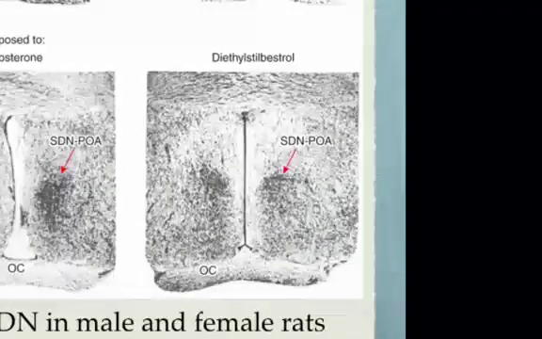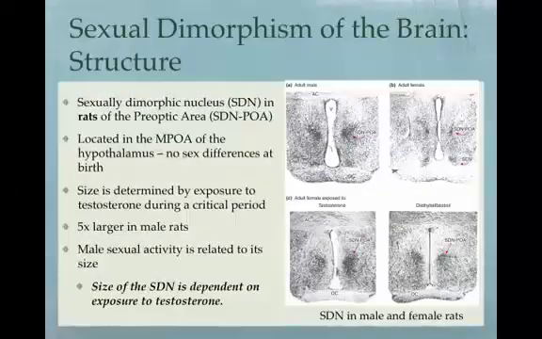So what do all these findings mean? The findings overall related to the SDN indicate that the size of the sexually dimorphic nucleus is dependent on the amount of sex hormones that the rat is exposed to during that critical period of sexual development early in life. And they also find that the size of the SDN is highly related to that rat's sexual activity as an adult. So essentially, it's saying that the sexual activity of an adult is related to the hormones that the brain is bathed in during that critical period.